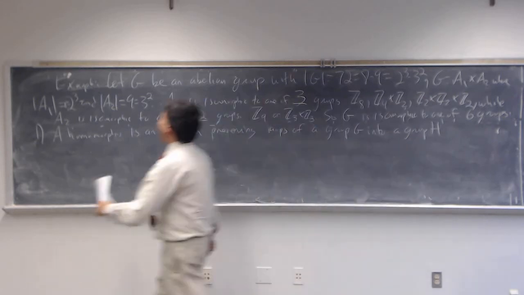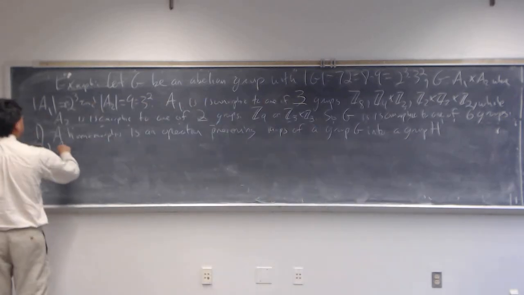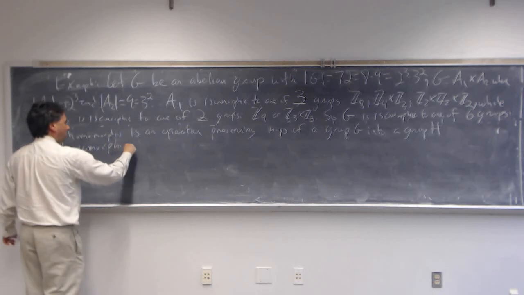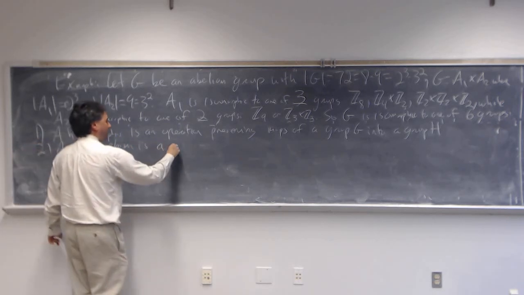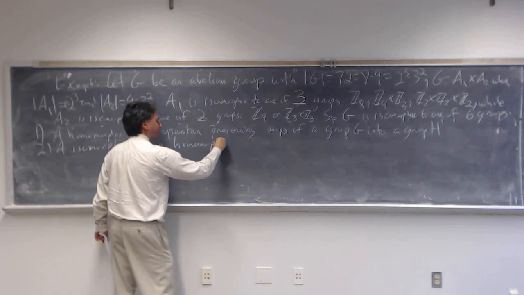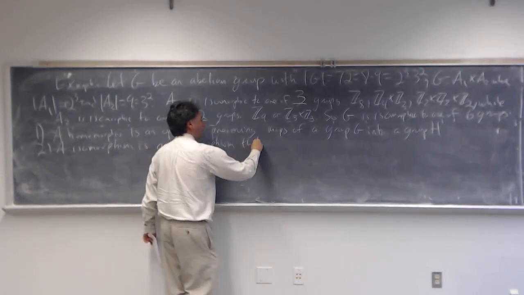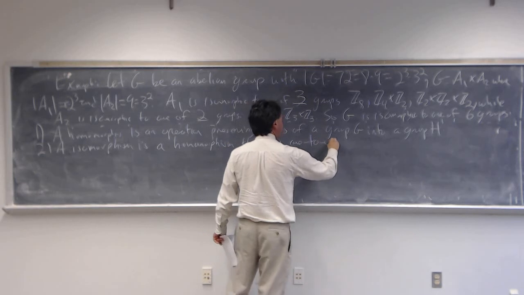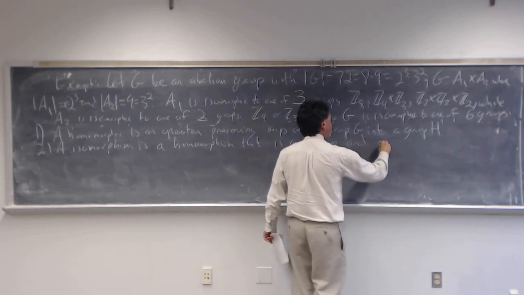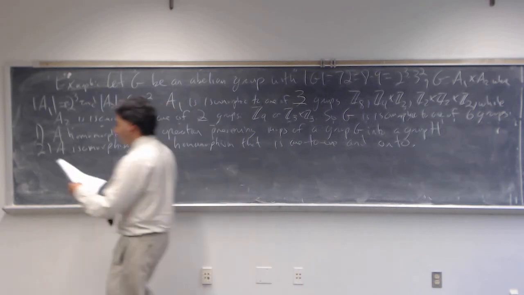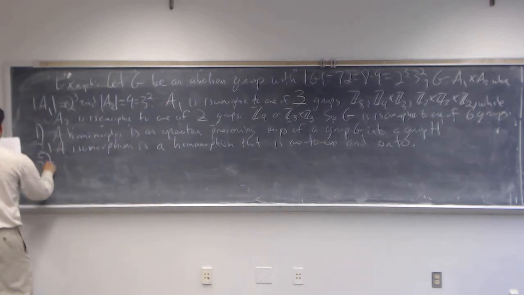And we've defined an isomorphism. It's a special type of homomorphism that has 2 characteristics, is 1-to-1 and onto. So those are review.